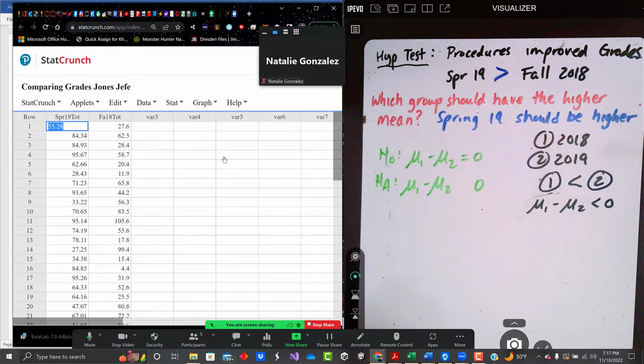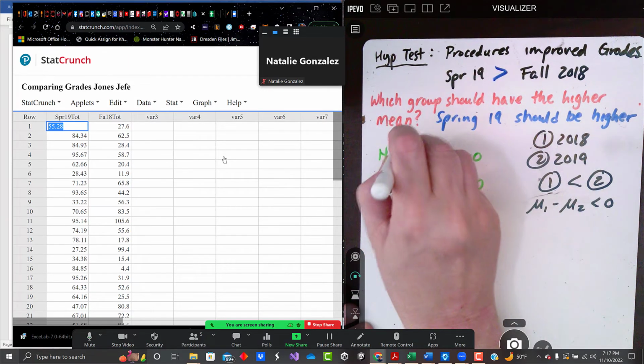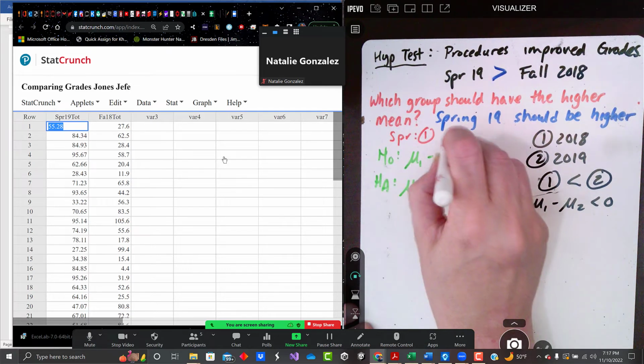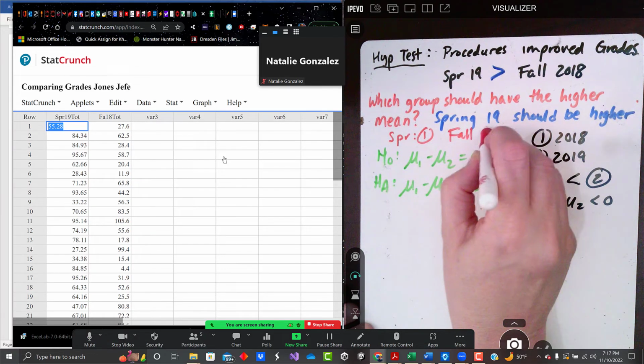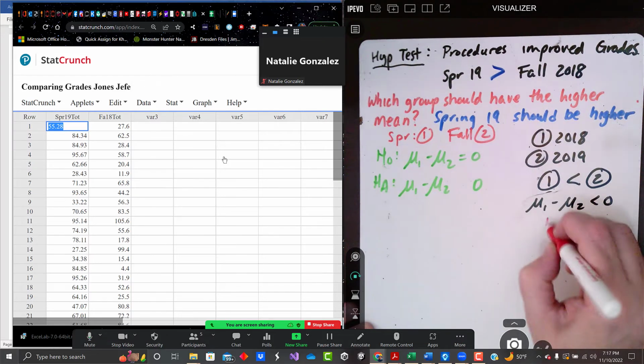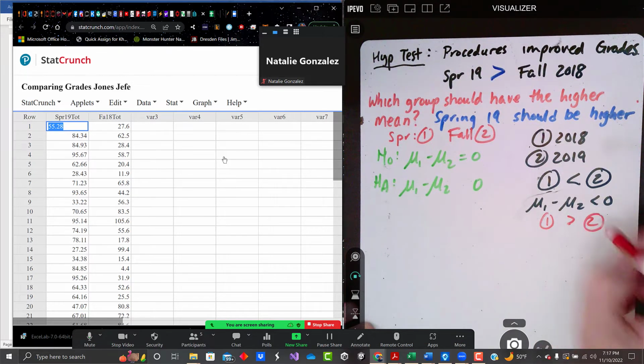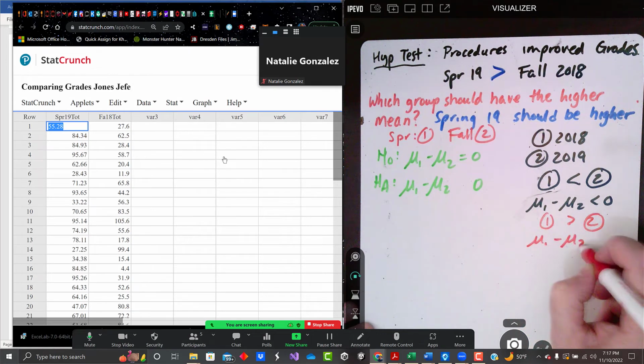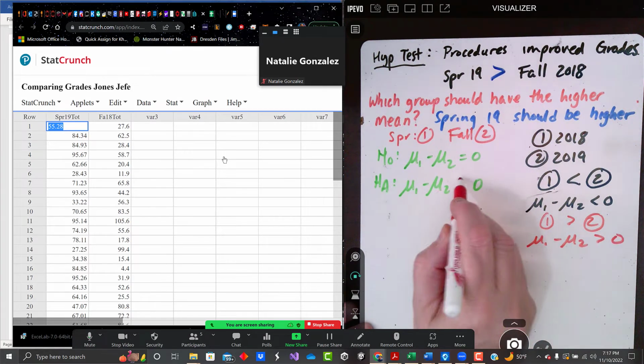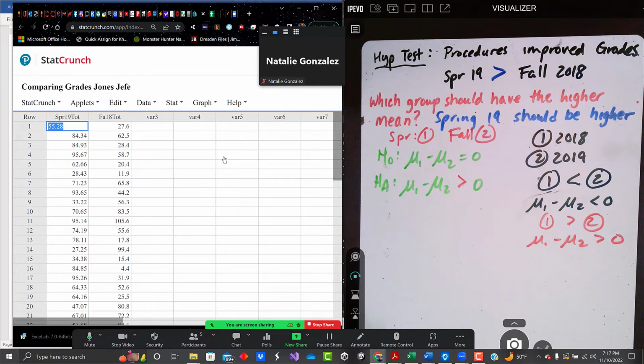I hate using less than 0, so I'm going to label them the other way. I'm going to say spring is group 1 and fall is group 2, so that 1 is greater than 2 and mu1 minus mu2 is greater than 0. That's just me, but as long as I label them what each group is and follow that, it won't be a problem. You will still get the same p-value.